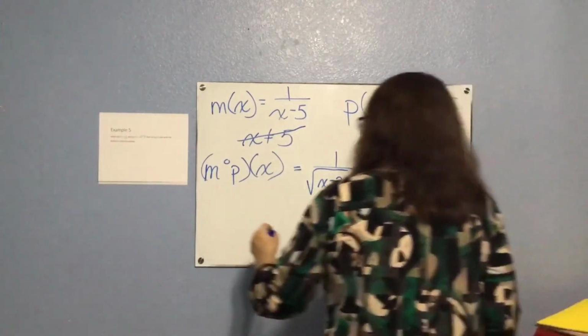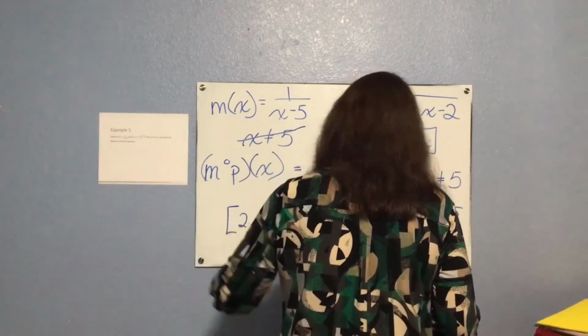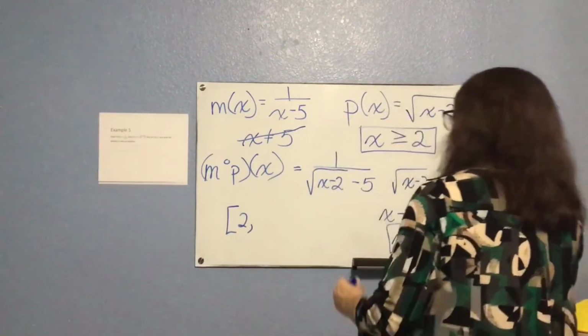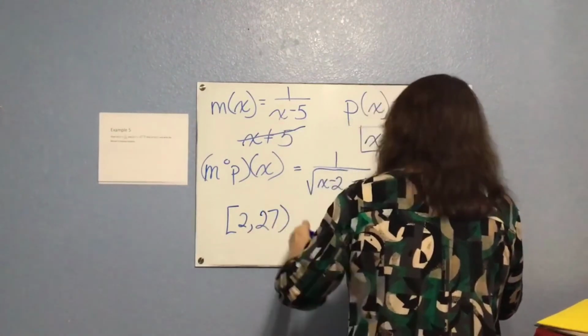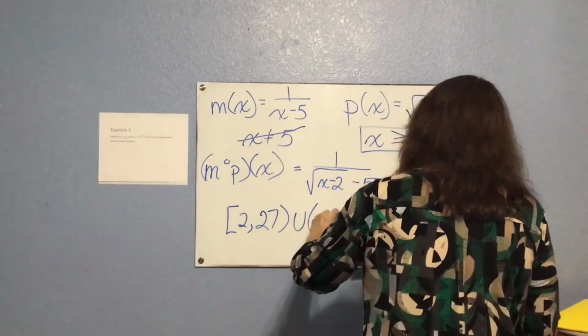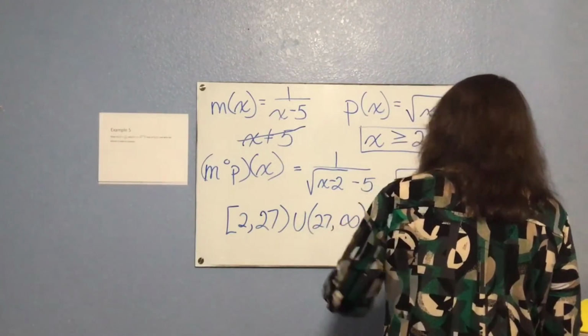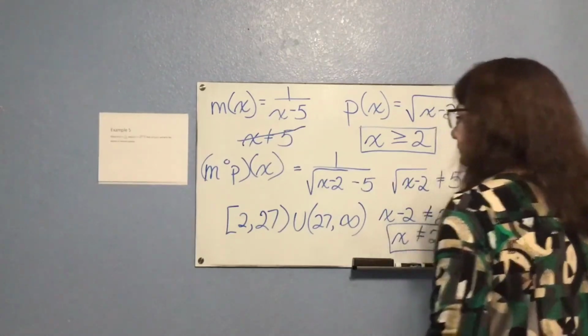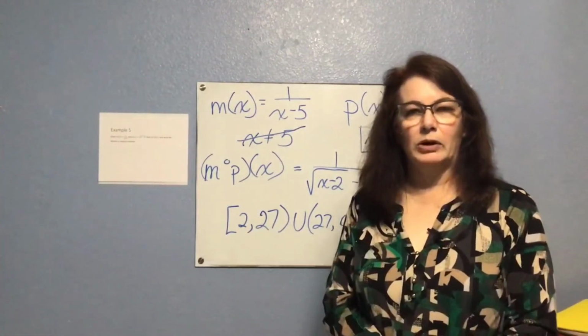And so my domain is going to be from 2 up to 27, and then skip over 27 and start again, and now I can go to infinity. Pause the video and work on checkpoint 5.